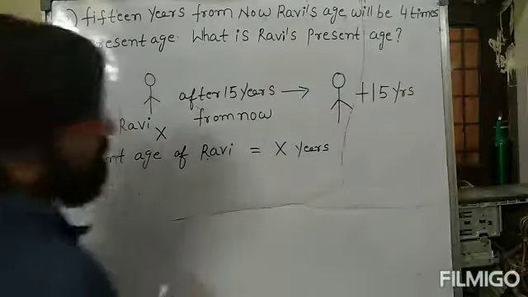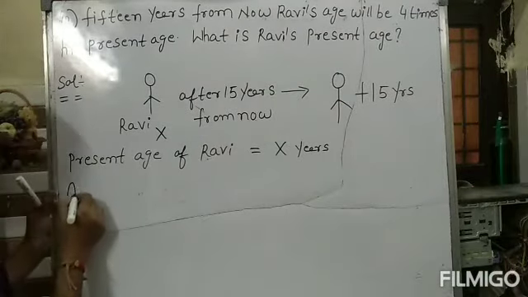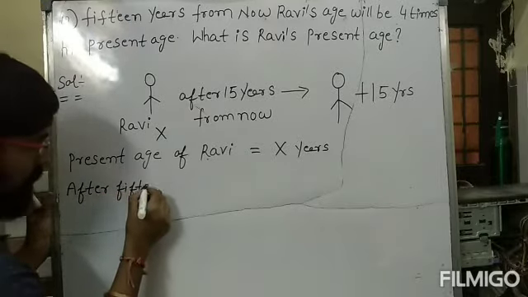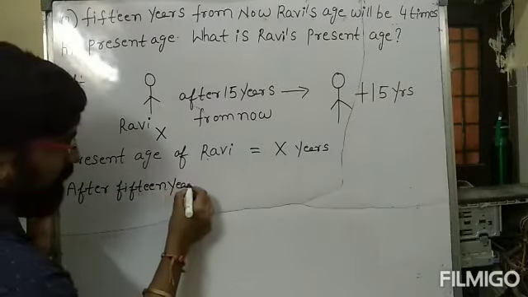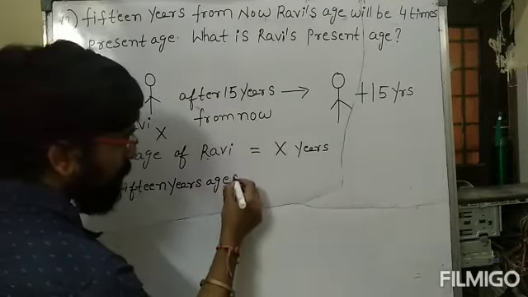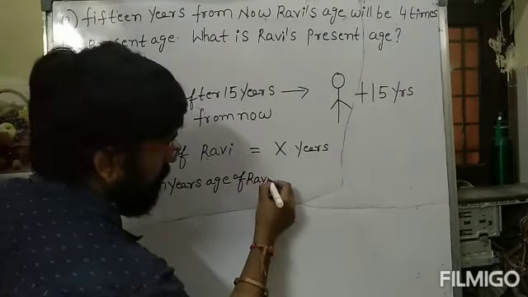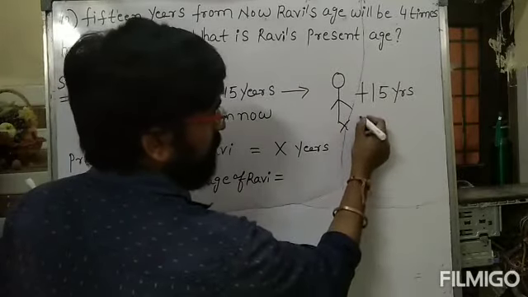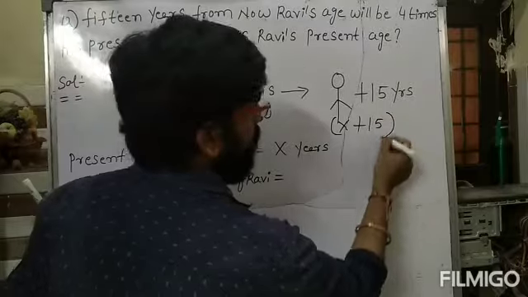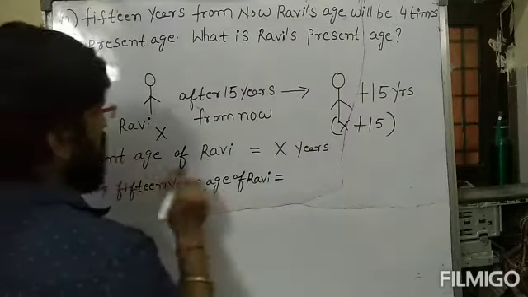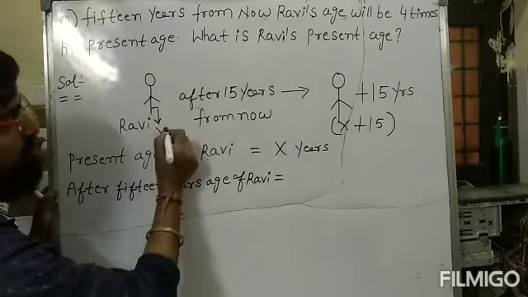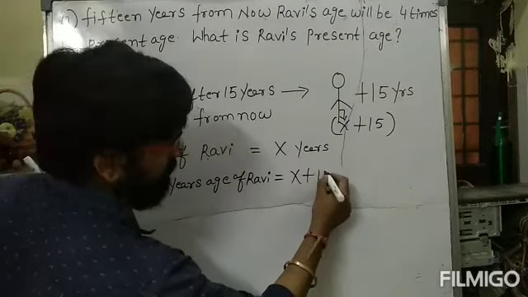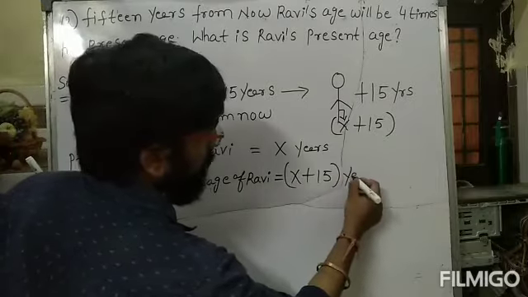Now the present age of Ravi is X years. After 15 years, the age of Ravi is Ravi plus 15, that is X years plus 15. X plus 15. After 15 years, what is his age? Here this diagram is X, so the diagram is X plus 15.